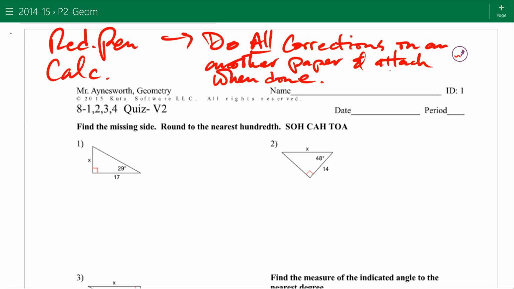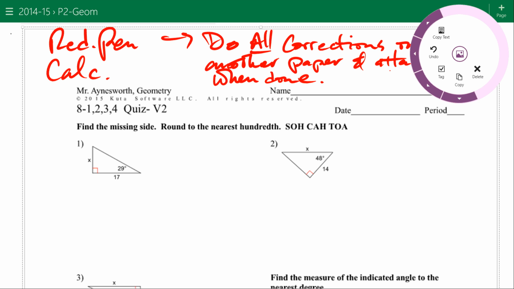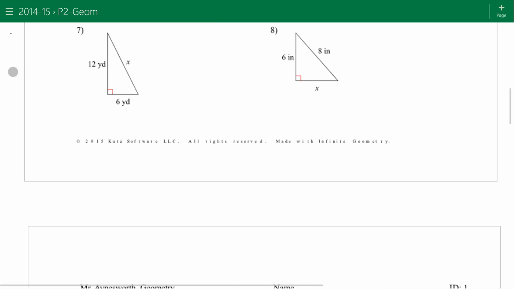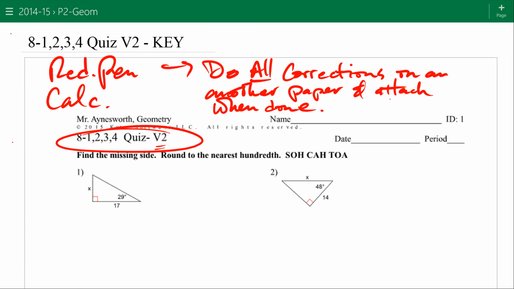I'll let you know as we go through it, so let's just go for it. And remember, this is for version 2 of the quiz. I had 2 versions, so make sure you've got the right one. Get your calculator out. I'm talking about the TI-84 or something equivalent. Grab your calculator and a scientific one, and let's go for it.